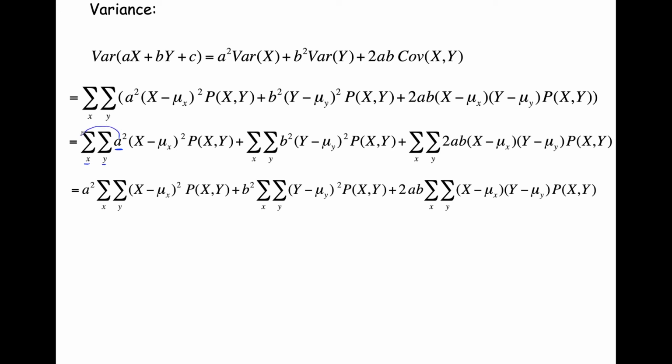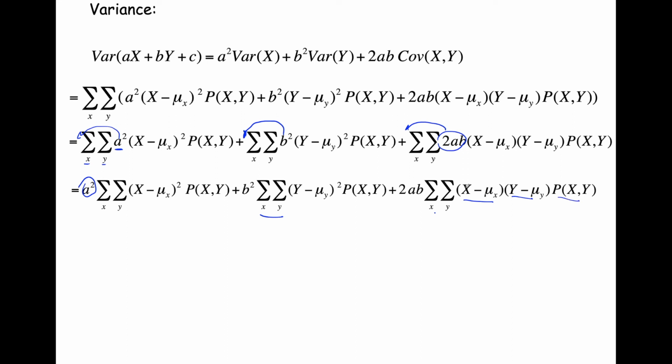So I can bring this out, making use of the distributive rule, distributing multiplication over addition, and I write a squared, because it does not involve x and y, that's double summation of x minus mu x quantity squared times p of xy. I do the same thing here. I bring that b squared out, factor it out. So I have b squared, my double summation, y minus mu y quantity squared p of x, y. And then this 2ab, that's a constant. So I can factor this out. I write 2ab, double summation, x minus mu x, y minus mu y, probability of x, y.